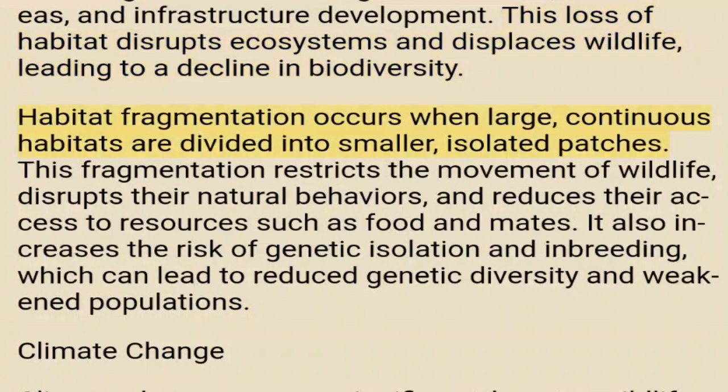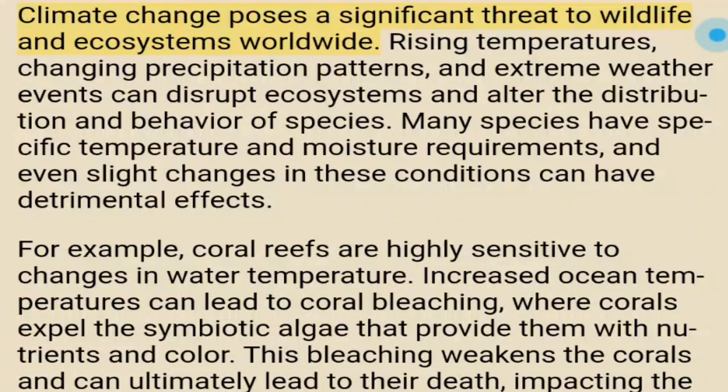Habitat fragmentation occurs when large, continuous habitats are divided into smaller, isolated patches. This fragmentation restricts the movement of wildlife, disrupts their natural behaviors, and reduces their access to resources such as food and mates. It also increases the risk of genetic isolation and inbreeding, which can lead to reduced genetic diversity and weakened populations.